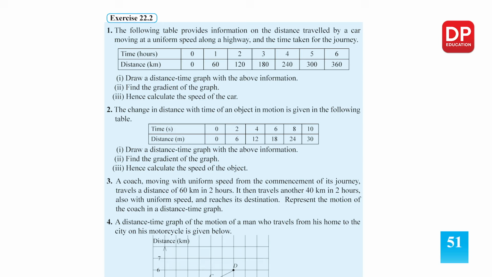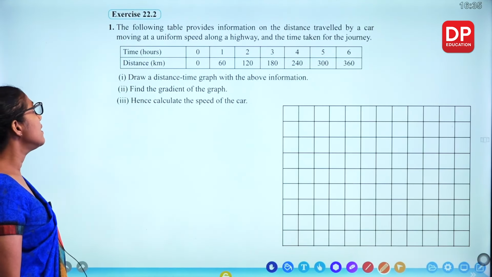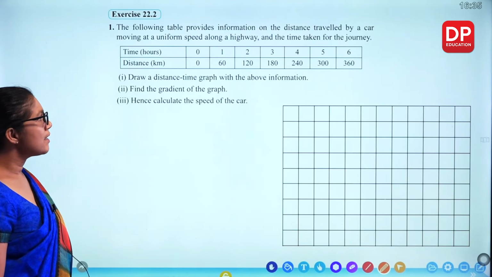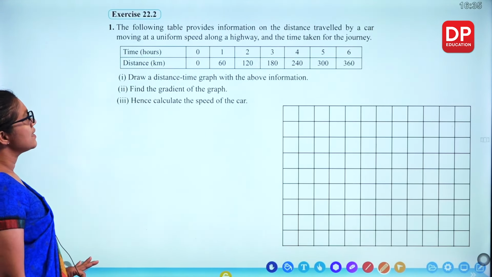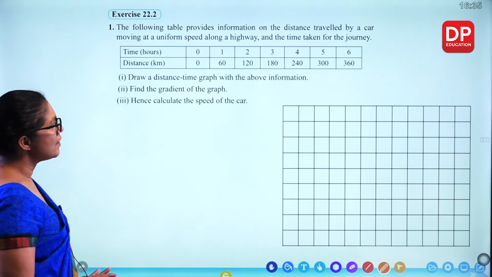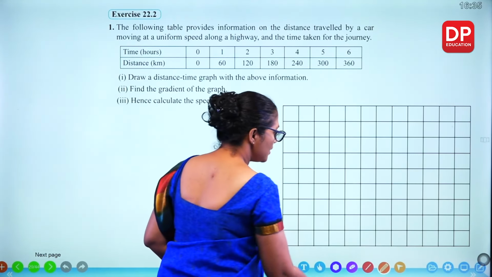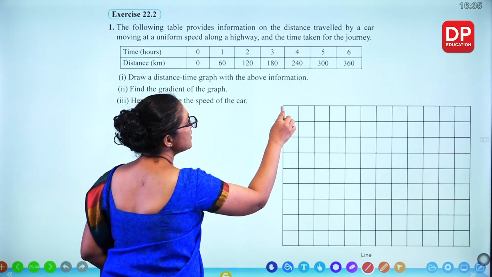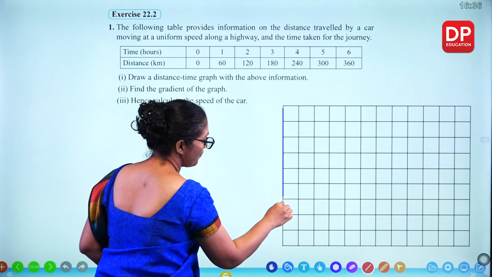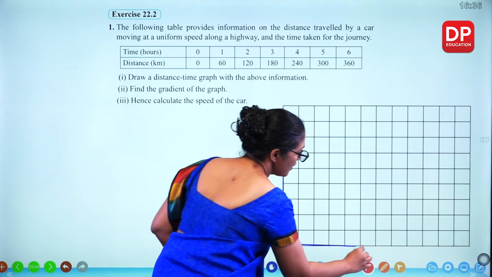Exercise 22.2. The following table provides information on the distance traveled by a car moving at a uniform speed along a highway, and the time taken for the journey is given. Hours and kilometers for distance. Draw a distance time graph with the above information. What's the first step? So we need to mark the two axes. So I can take this one as the distance and this one as the time.